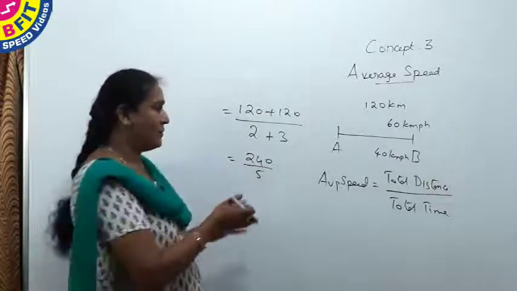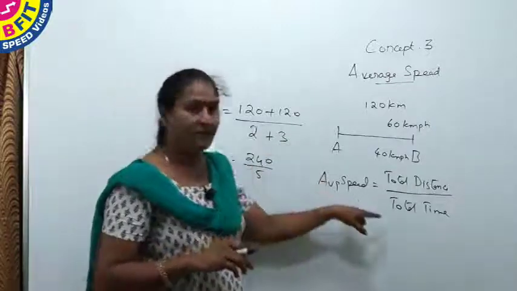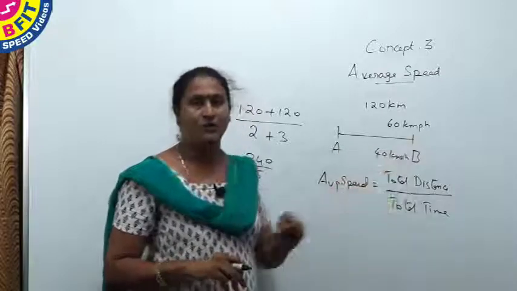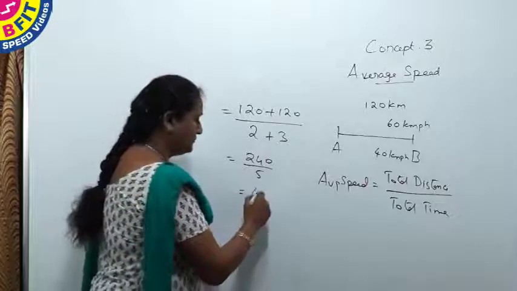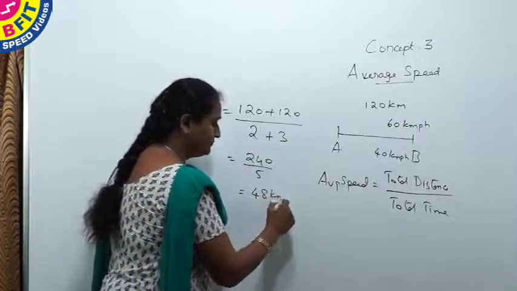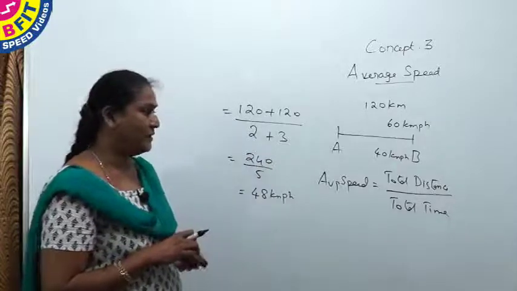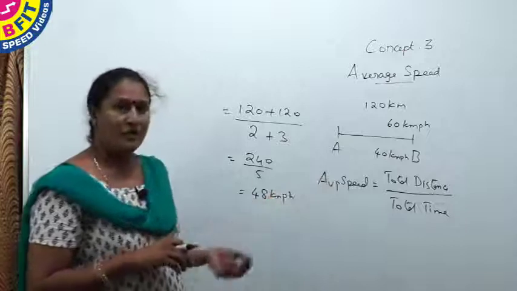Also remember that you shouldn't write the speed in the denominator. You have to find the time taken only. So add all the time taken, you get the total time, that is 2 plus 3, 5. Dividing this, you get the average speed as 48 kilometers per hour. So average speed is not 50, but it is 48 kilometers per hour.